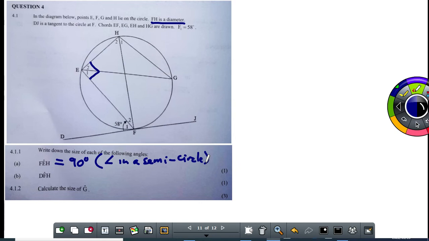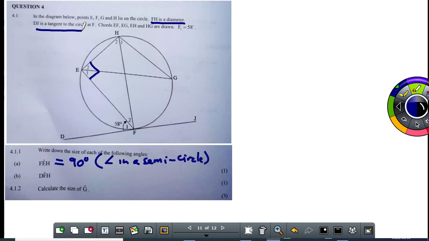Okay? Right? So here you just get 1 mark for that 90 degrees. Then, in most cases, whenever you get a question with a diameter, it's theorem 3. You have to apply it. Then, GFH. We have DFH. Right? Now, we are told that we have got a tangent there.